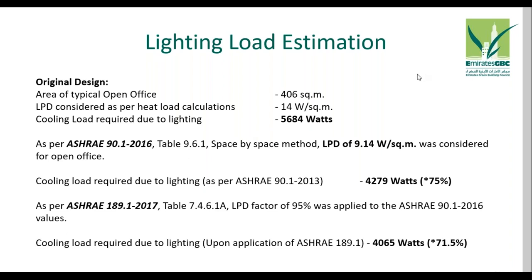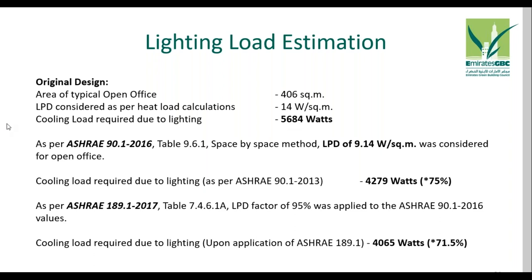ASHRAE 189.1 talks about green building practices. If we apply that, it says that we should target 95% of the LPD of 90.1. And with new LED technologies, we will get better lighting densities as compared to the conventional ones. So if we apply that, the load further goes down to a level of 4 kilowatt instead of 5.6, which is a reduction of almost 30%.